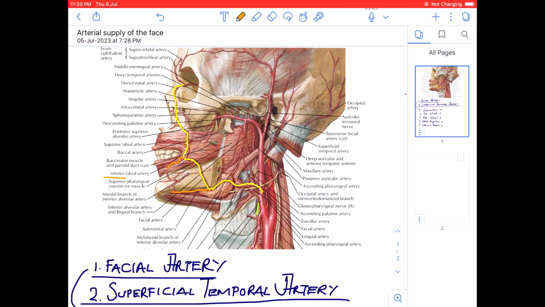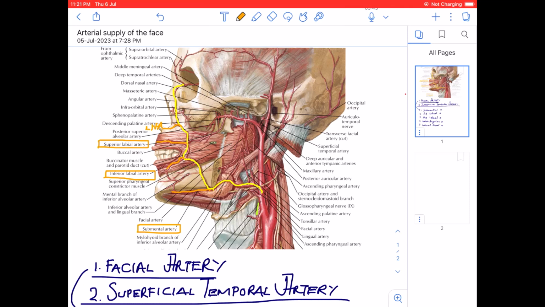The third branch, the superior labial artery, arises near the angle of the mouth. It runs medially in the upper lip and gives branches to the septum and ala of the nose. The fourth branch, the lateral nasal artery, arises from the facial artery along the side of the nose. It supplies the skin on the side and dorsum of the nose.